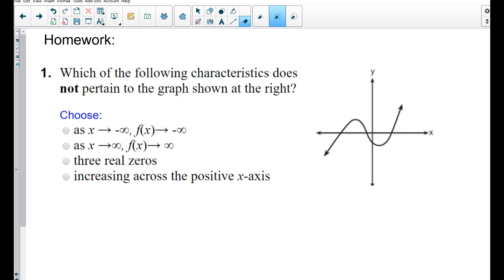I wanted to go over the homework, and we are going to, let me get a pen out. We're going to go over question 1. Which of the following characteristics does not pertain to the graph shown at the right?